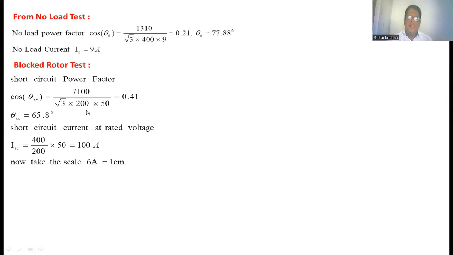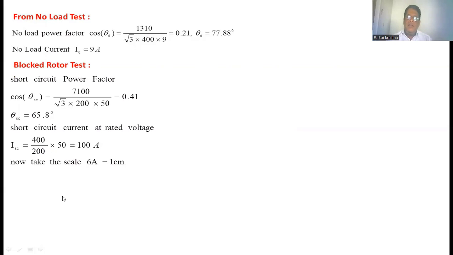From the blocked rotor test, the short circuit power factor cos theta S equals the power taken by the induction motor during the blocked rotor test divided by root 3 V_L I_L. Substituting all the values, we get 0.41. Theta S equals 65.8 degrees. Now we find the short circuit current at rated voltage, I_SN equals 400 divided by 200 times 50. Because 50 amperes of current is taken by the induction motor in the blocked rotor test when we apply 200 volts, how much current is taken if we apply 400 volts? We get 100 amperes.